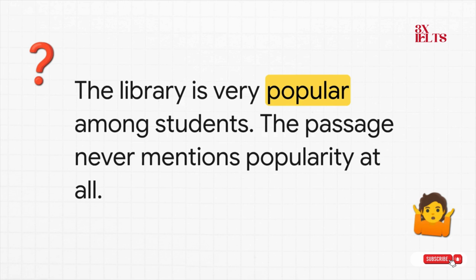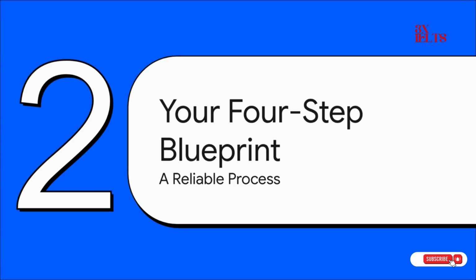And finally, our favorite, a not given statement. The library is very popular among students. Well, is it? Maybe. But the original sentence only tells us the opening time. It says nothing about popularity. Since we can't prove it's true, and we can't prove it's false from the text, the only possible answer is not given.